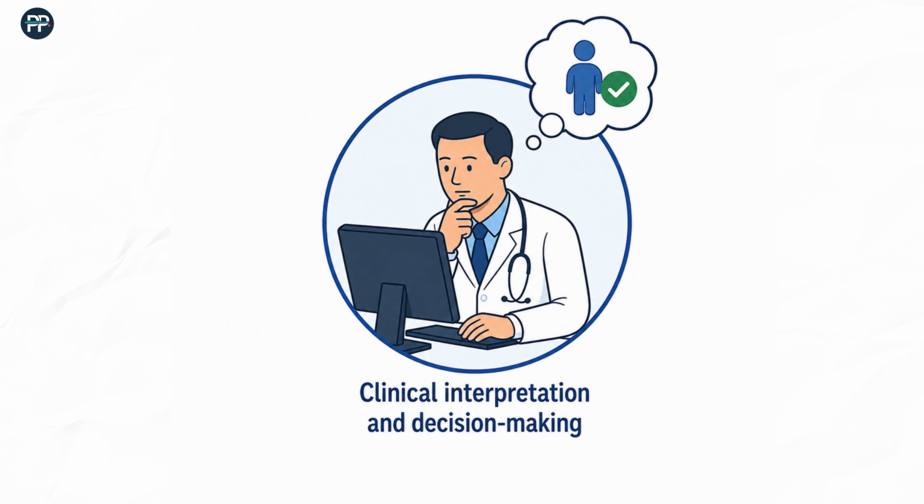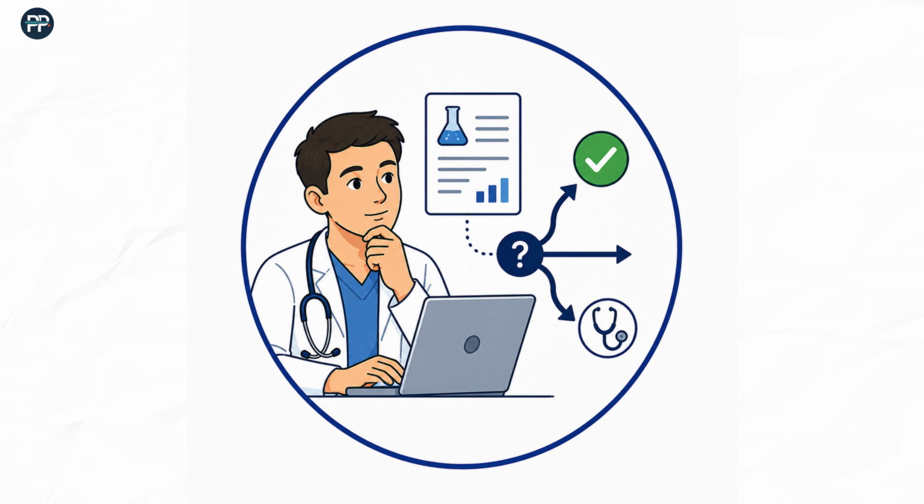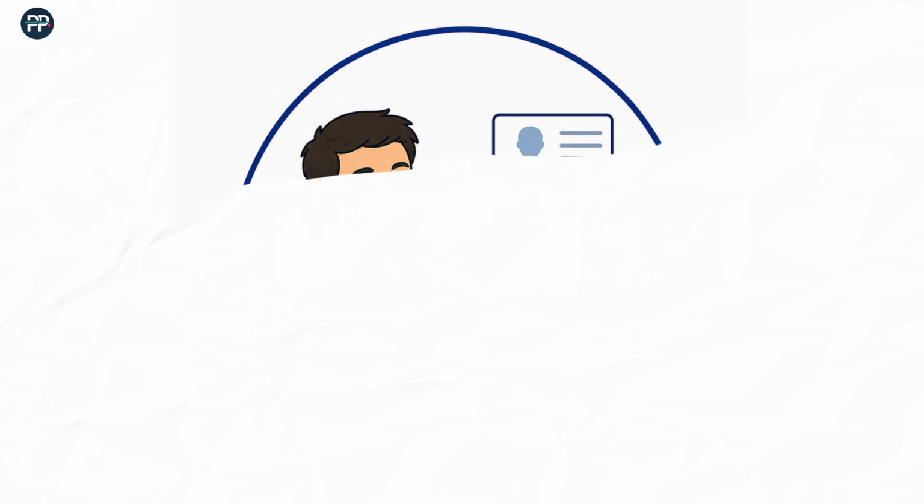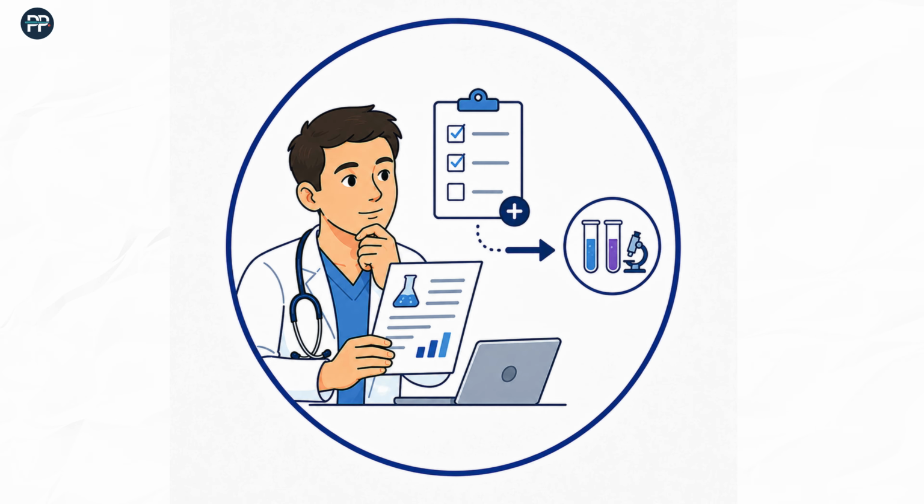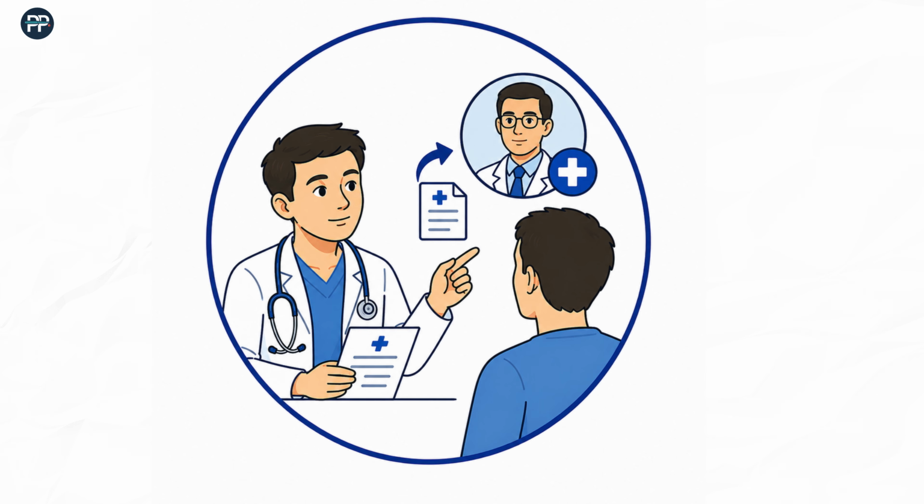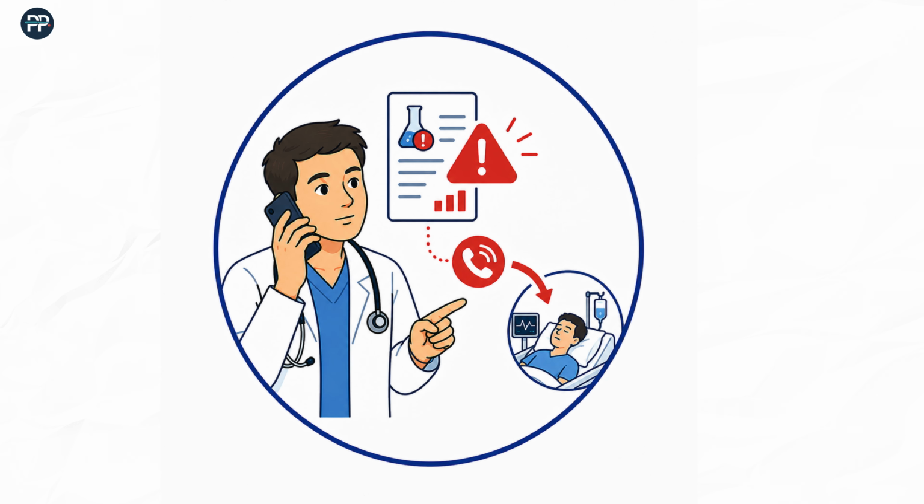The clinician then uses that information to make a medical decision. This may include confirming a diagnosis, ruling out a condition, monitoring disease progression, adjusting treatment, requesting further tests, referring the patient, or taking urgent action if the result is critical.